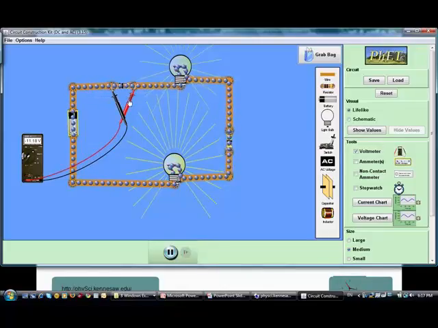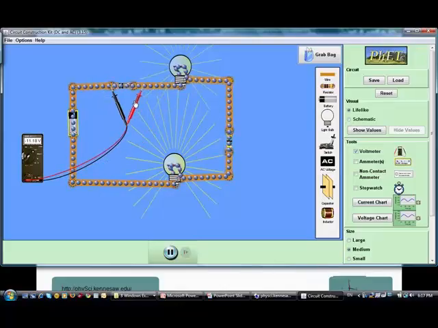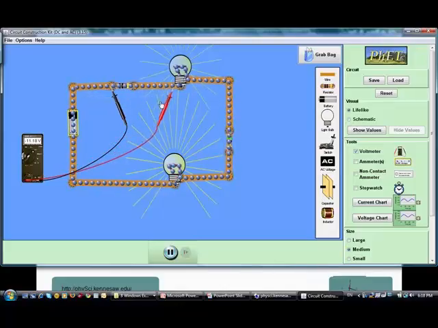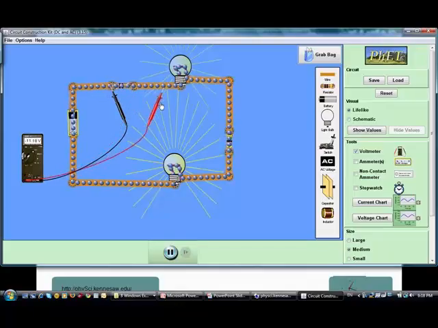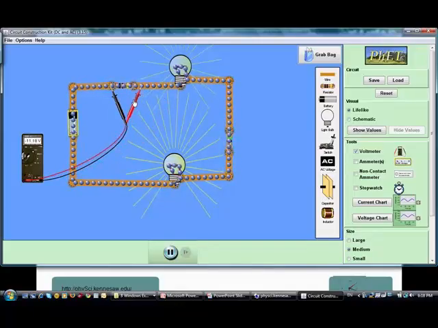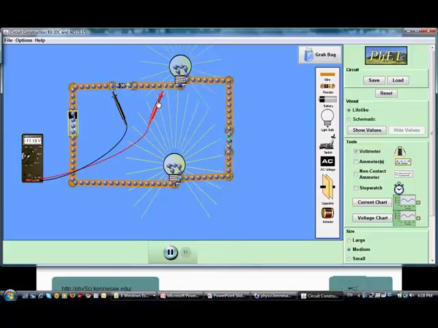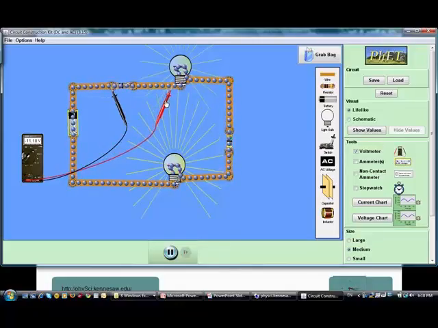Now, if I keep on moving this along this wire, I should read the same minus 11.18 volts. The voltage is the same everywhere on a wire. Remember, the electrical potential in a conductor is constant.